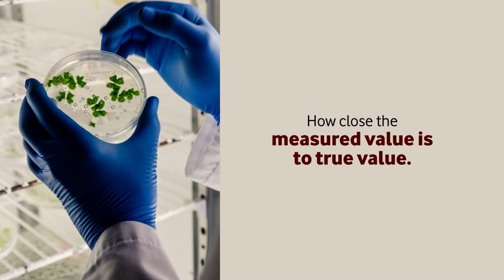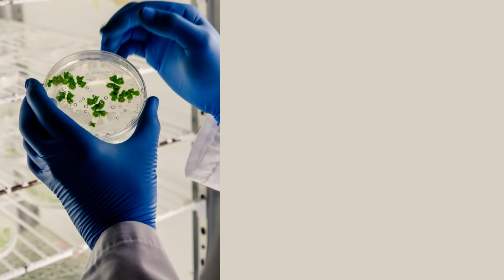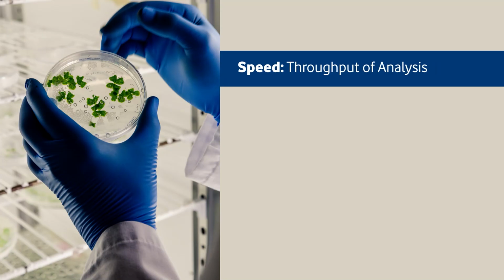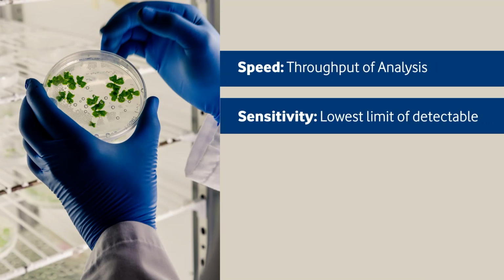It should be accurate. The first is how close the measured value is to the true value. That is the accuracy of the equipment. Then it has to be very simple to use, so even an unskilled worker can use it. The speed is how fast it is able to analyze, the throughput of the analysis. Sensitivity is the lowest limit of detection. For a particular analyte, the lowest level for quantification as well as detection that the equipment can reach is sensitivity.